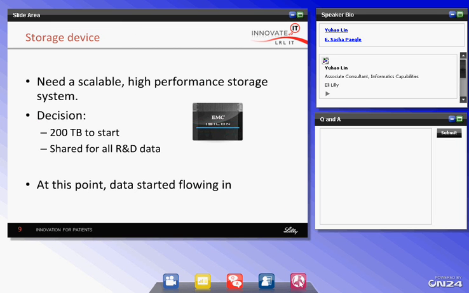When we first started dealing with NGS data, we decided that we needed a high-performance storage system, and we decided to start out with 200 terabytes of space, when back then we only had 20 terabytes, so this was a 10-fold increase. We thought, well, this should be good enough for a couple of years, right? Wrong. We ran out of space in about 6 months. Didn't take long at all, and here's why.